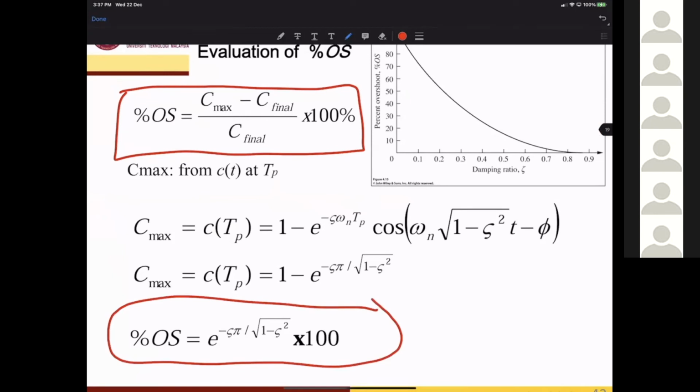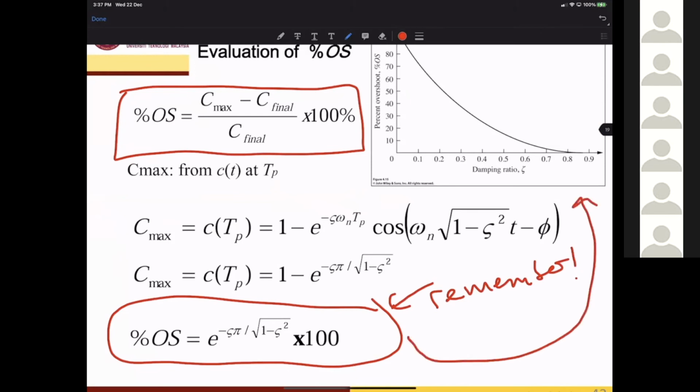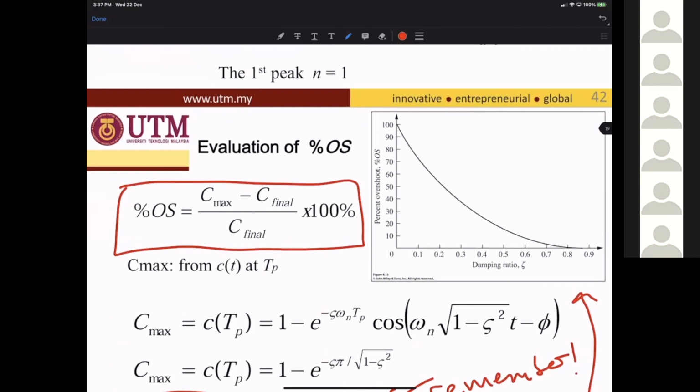Overshoot percentage is equal to exponent of minus zeta pi divided by square root of 1 minus zeta square, multiplied by 100. Remember this formula. Remember, okay? And the graph showing the overshoot against zeta is shown in this standard graph. So this is the standard graph given in the final exams.